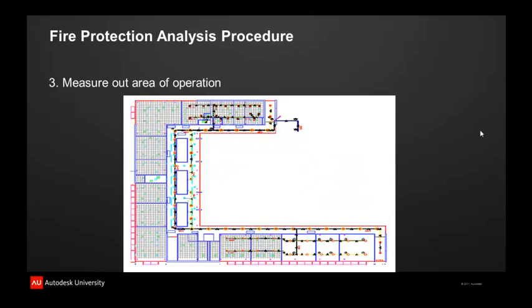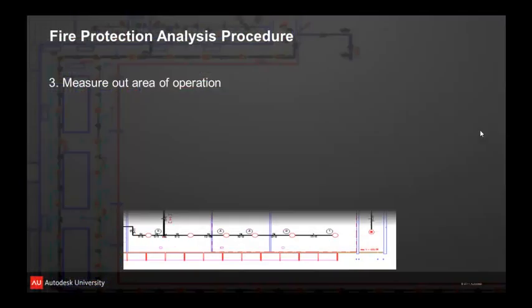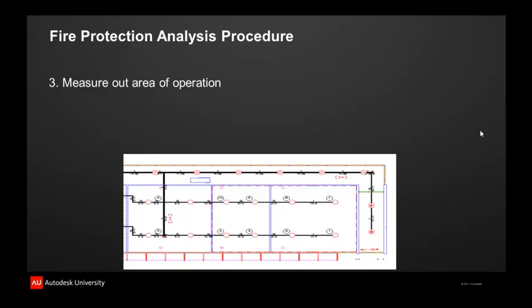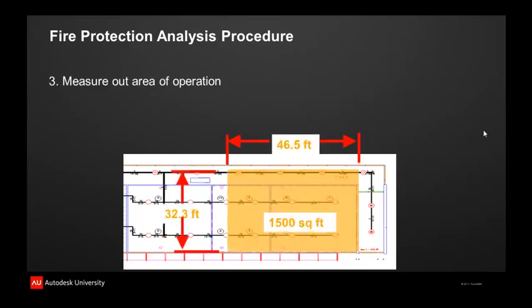So I'm going to measure out the actual area of operation in that lower right-hand corner. So let's zoom in a little bit and focus on that. In measuring out that area, we're going to figure 1,500 square feet. Theoretically, 1,500 square feet would be 30 by 50, or in this case, 32 by 46 and a half feet. The area needs to be, by NFPA 13 requirements, at least 1.2 times the square root of 1,500, or 15 square root of the area, long in the direction of the branch lines.